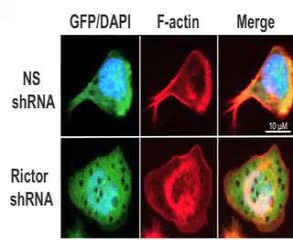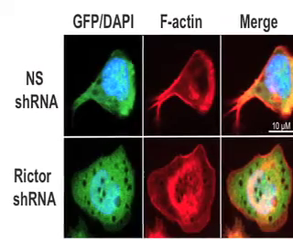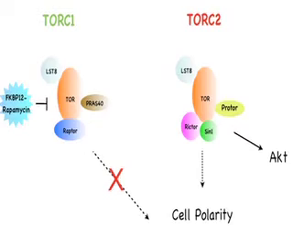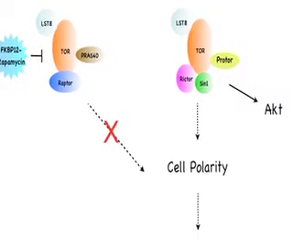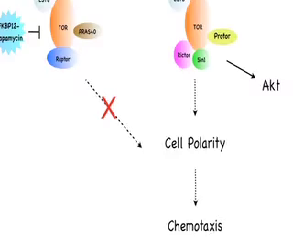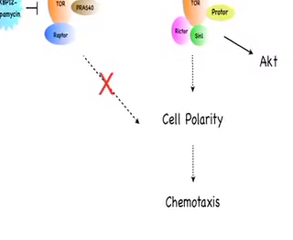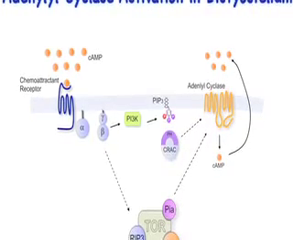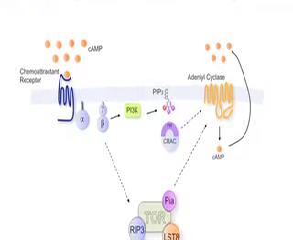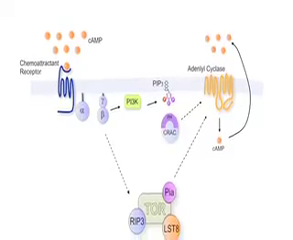Interestingly, we found neutrophil chemotaxis is especially dependent on mTORC2, for inhibition of mTORC1 does not affect neutrophil chemotaxis. It's also not dependent on AKT, the main downstream effector of mTORC2. So let's see what we learn from Dictyostelium as a model organism. As shown in this cartoon, the PI3 kinase signaling and TORC2 signaling is essential for adenylyl cyclase activation and cyclic AMP production. So we wanted to look at whether this pathway is conserved in neutrophils.